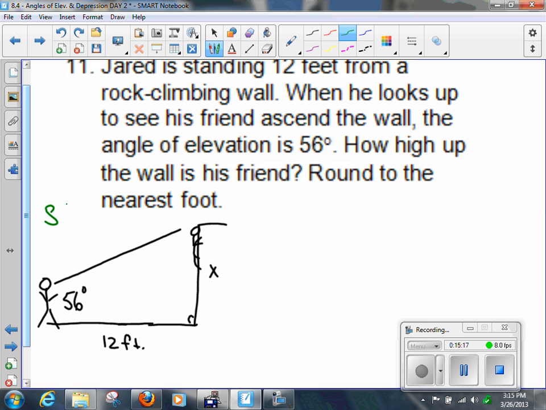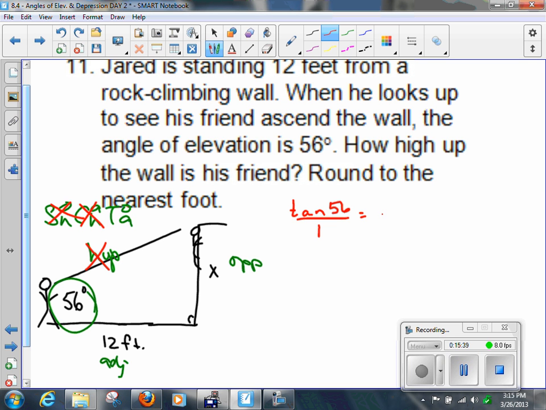Okay. Some old horse called a horse taking oats away. Label it. Hypotenuse, opposite, adjacent. What do we know nothing about? Hypotenuse. I guess we're going to have to use tangent again. Tangent of 56 over 1 is equal to x over 12.